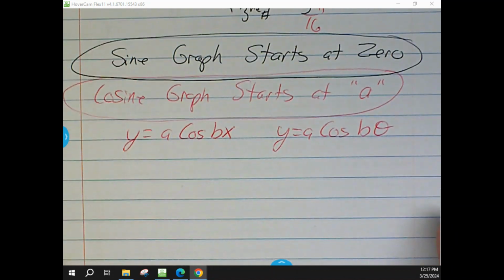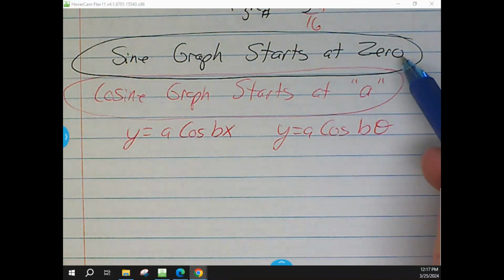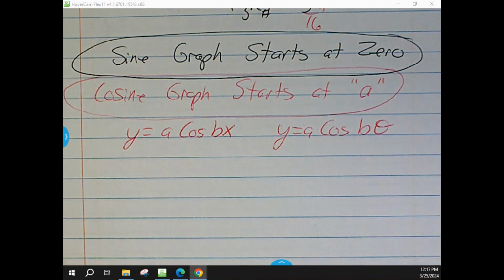So again, the only difference between the sine and the cosine is one time you're going to have cosine, one you're going to have sine. Sine graphs, you're going to start at 0. The cosine graphs, you're going to start at the A value. So if A is positive, you start at the top. If A is negative, you start at the bottom.